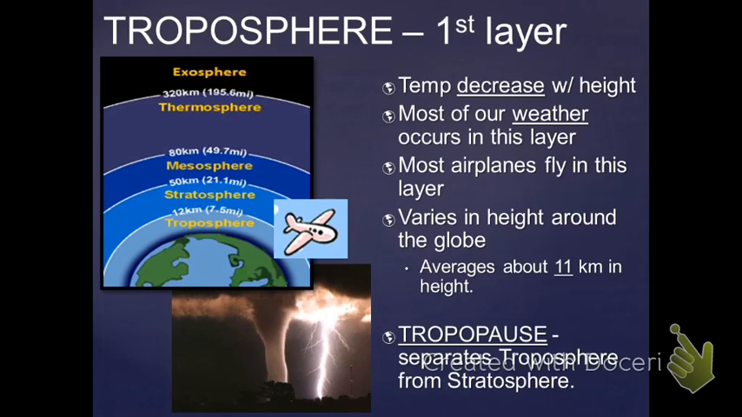This layer contains the most water vapor, and all of Earth's weather will occur within these first 12 kilometers. Something to think about. When we use airplanes to travel, we are flying within the troposphere.